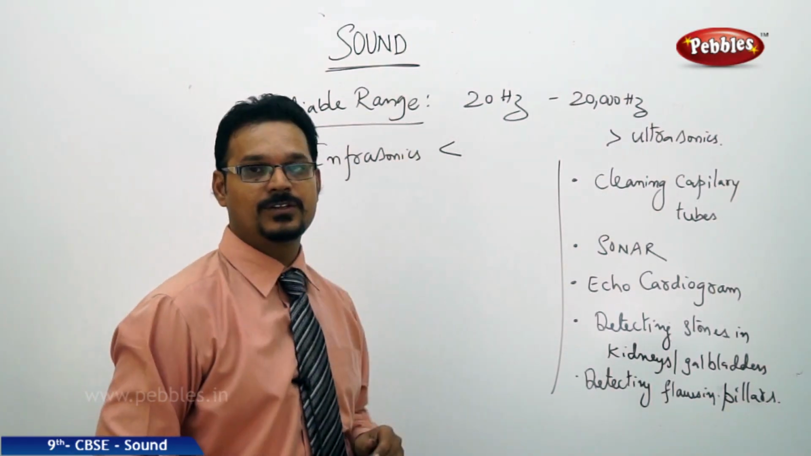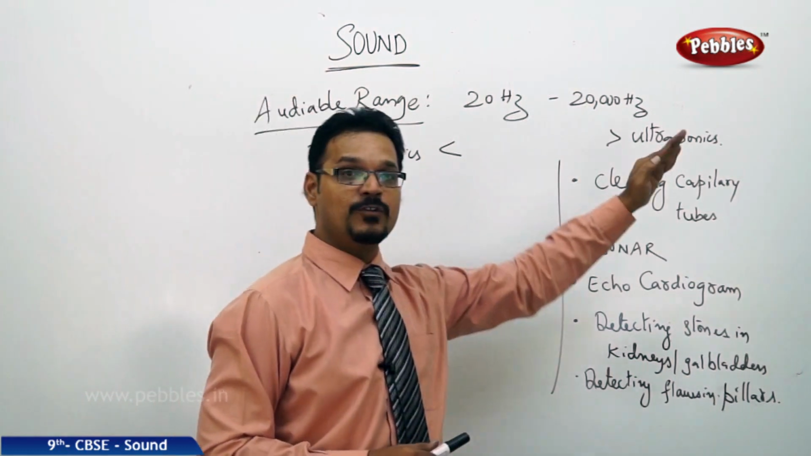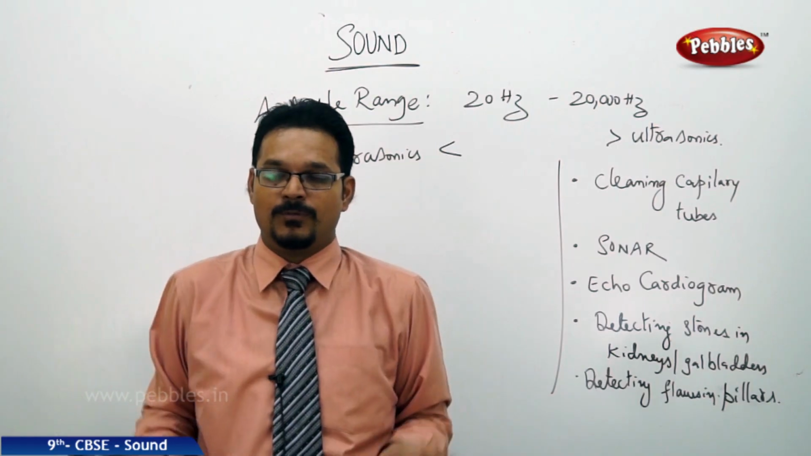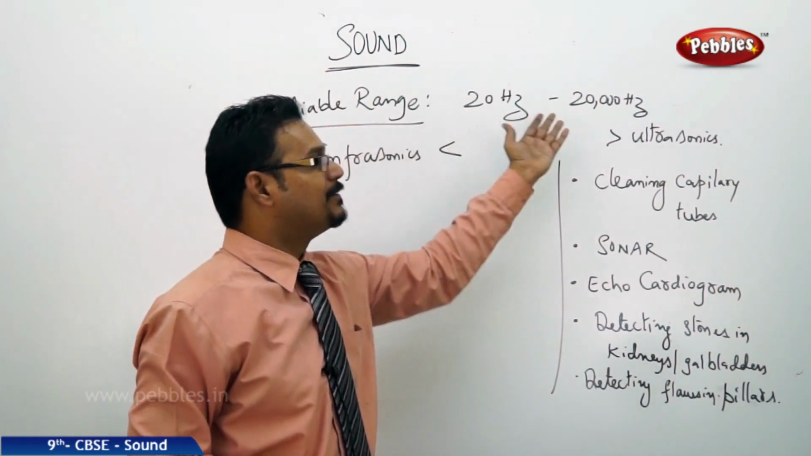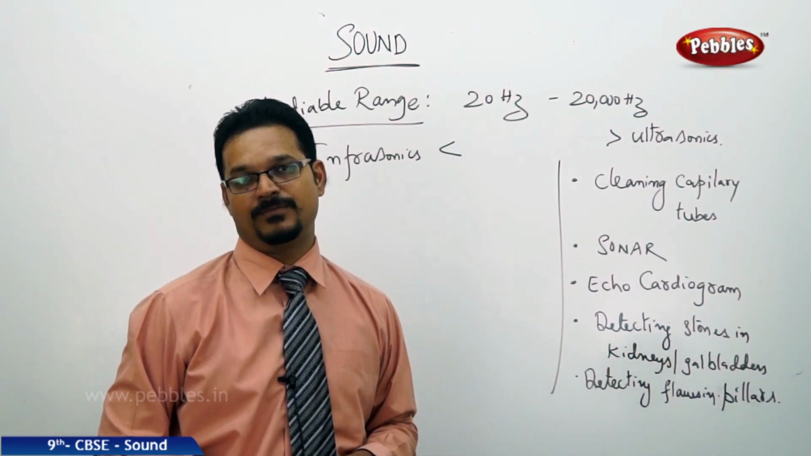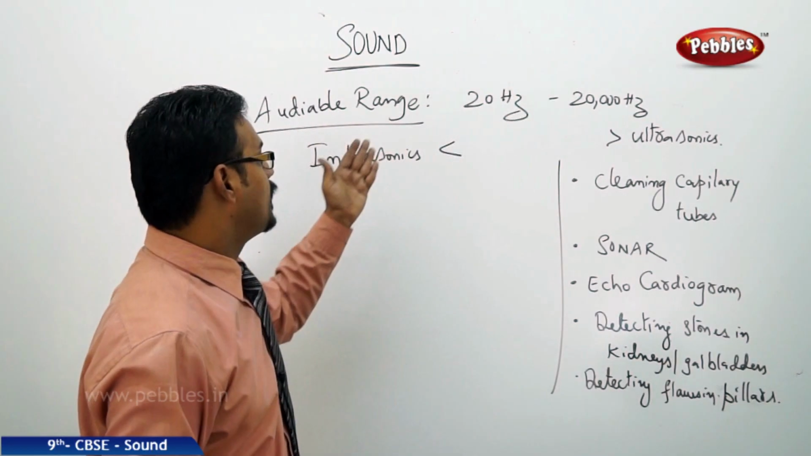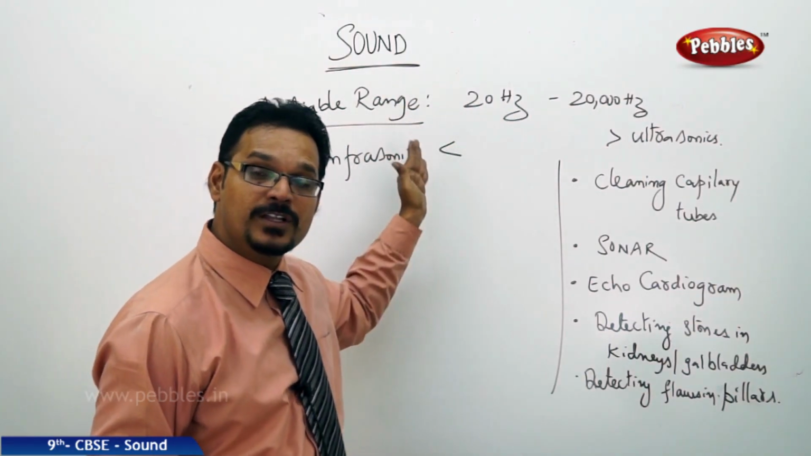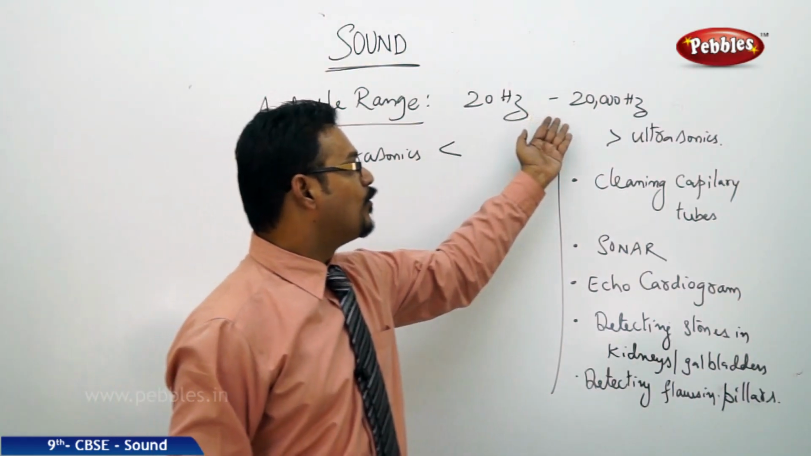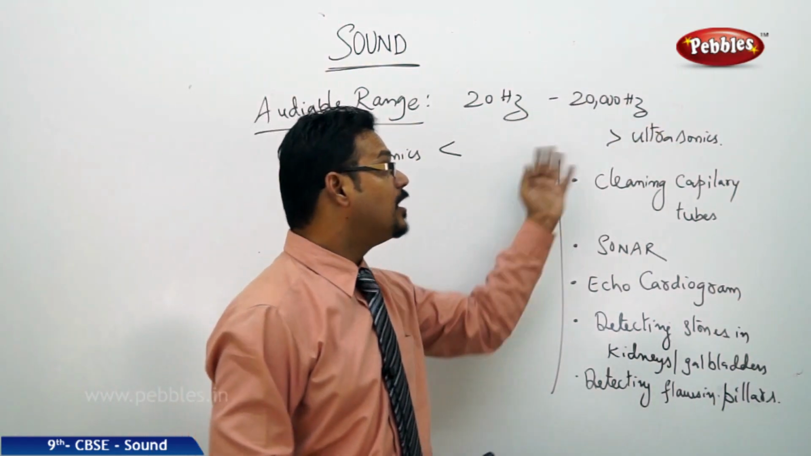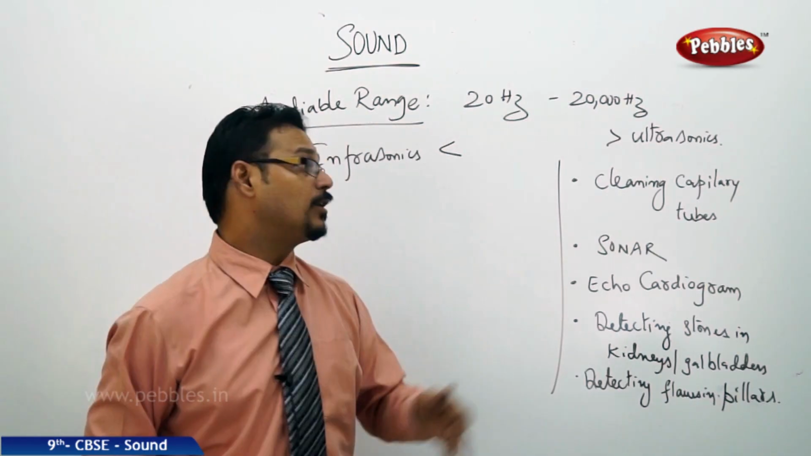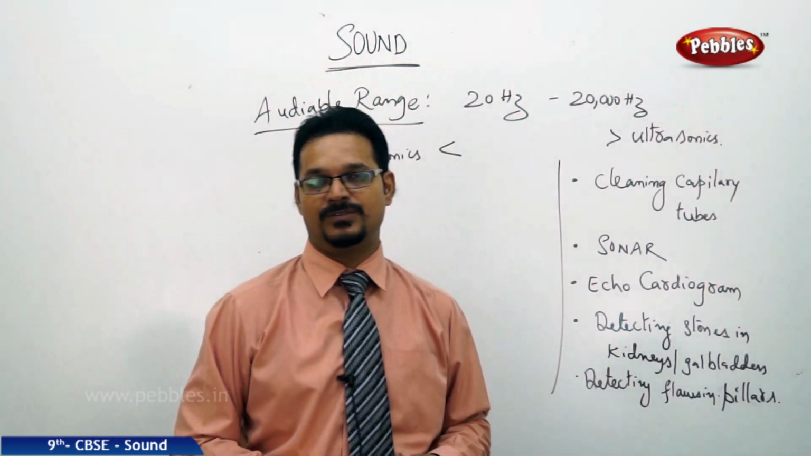Less than 20 Hz, you can't hear. More than 20,000 Hz, you also can't hear. As human beings, we can produce up to this range, 20 Hz to 20,000 Hz, called the audible range. Now, sound waves which are less than 20 Hz are called infrasonics, and those more than 20,000 Hz are called ultrasonics. Infrasonics have very few applications, but ultrasonics have wider applications.